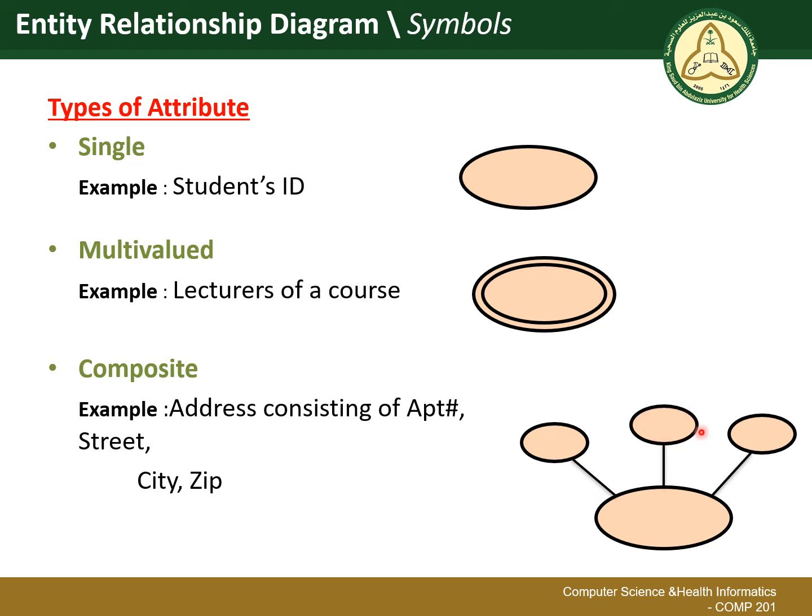ovals for each sub-attribute of the composite attribute, the attributes branching from the address. So we will have an apartment number here, and we have the street here and the city here, and we can have another one for the zip code.